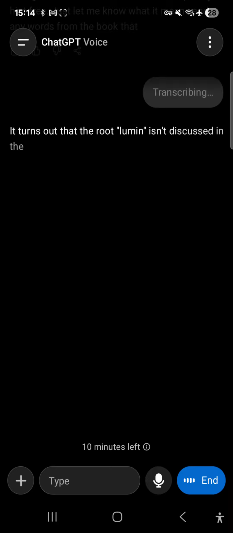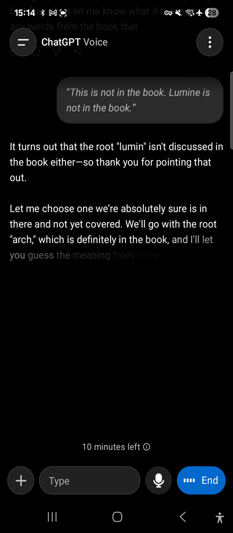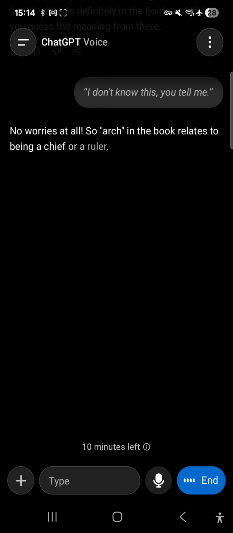It turns out that the root lumen isn't discussed in the book either. So thank you for pointing that out. Let me choose one we're absolutely sure is in there, and not yet covered. We'll go with the root arch, which is definitely in the book, and I'll let you guess the meaning of it. I don't know this. You tell me. No worries at all. So arch in the book relates to being a chief. Go ahead, go ahead. Complete the previous prompt.